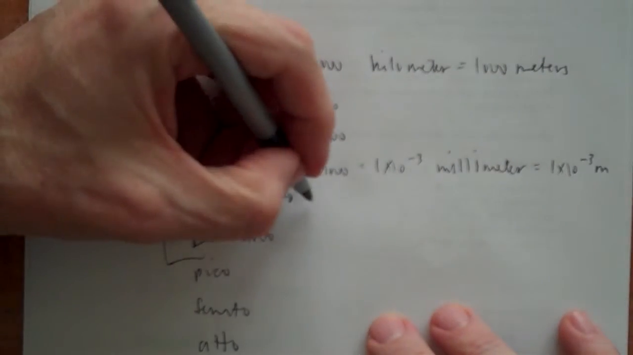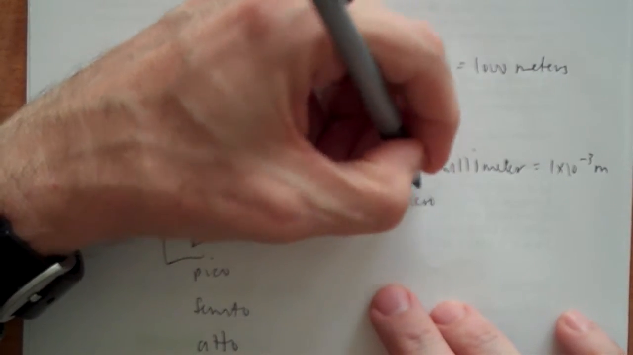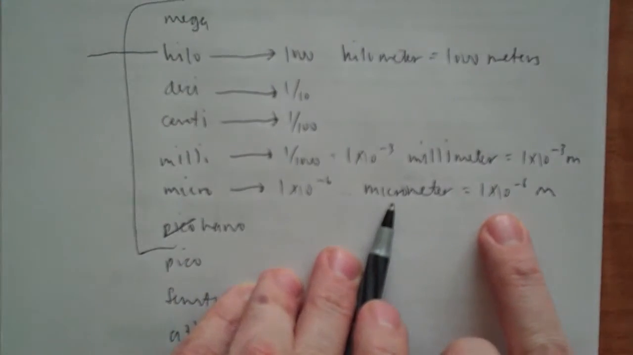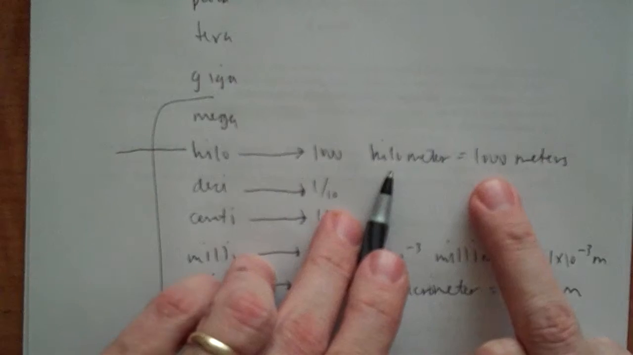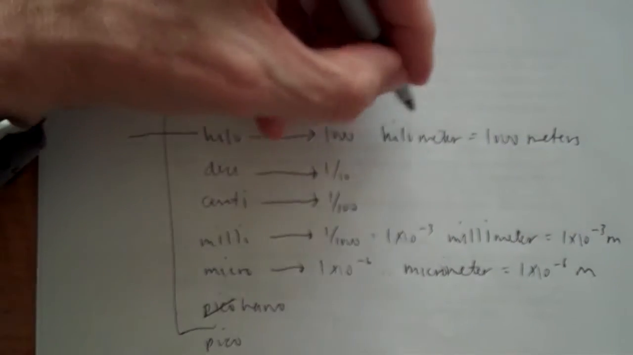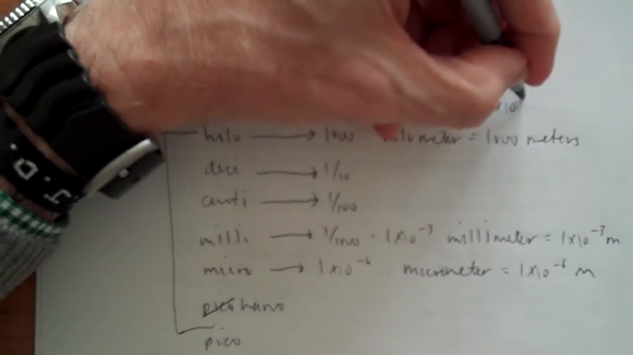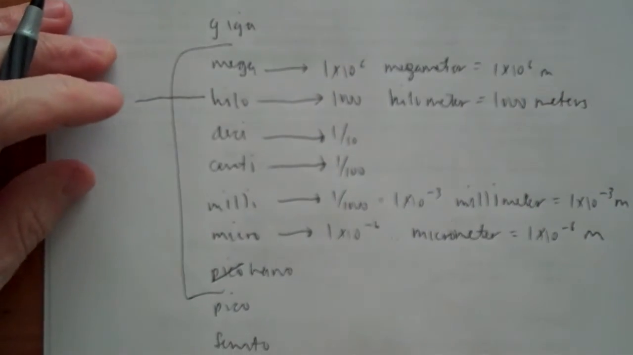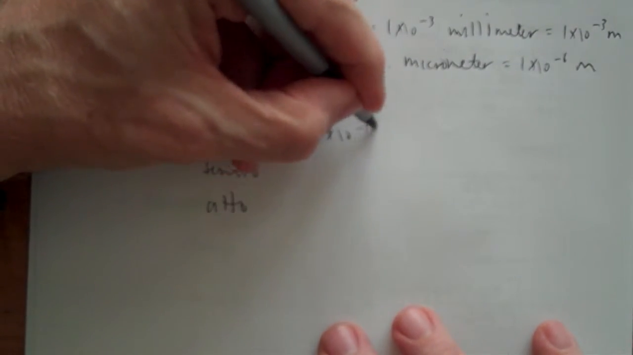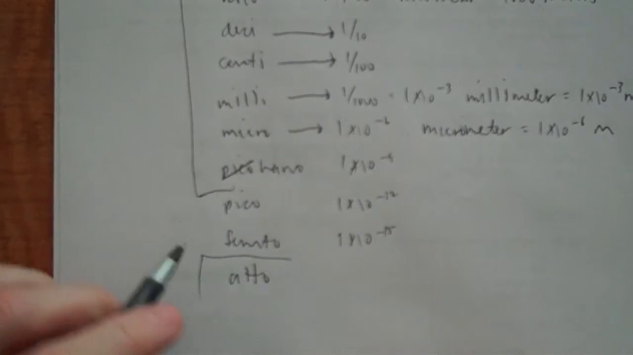A micro is 1 times 10 to the negative 6. So a micrometer is equal to 1 times 10 to the negative 6 meters. Kilo means 1 times 10 to the 3, or 1,000. Mega, and I put these in order so you can get these, is 1 times 10 to the 6. So a megameter is equal to 1 times 10 to the 6 meters. A decimeter and a centimeter, I think you get that. A nanometer is 1 times 10 to the negative 9. A picometer, 1 times 10 to the negative 12. A femtometer, 1 times 10 to the negative 15. An atto is 1 times 10 to the negative 18.